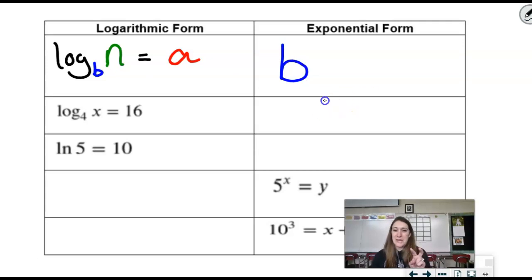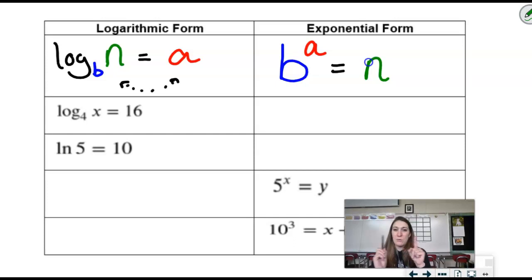Now, what's kind of interesting is the way I remember it is once I figure out who the base is, that's easy, because then the next two numbers are just going to flip-flop. So the n and the a are just going to switch. Let me show you what I mean by that. Now it's b to some power. It's going to be to the a power, and it's going to equal what was originally inside of the logarithm, which is an n. So I purposely chose colors, and I use them with the exact same variable so we can kind of see where they came from.